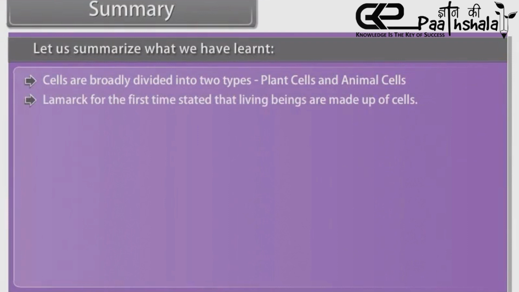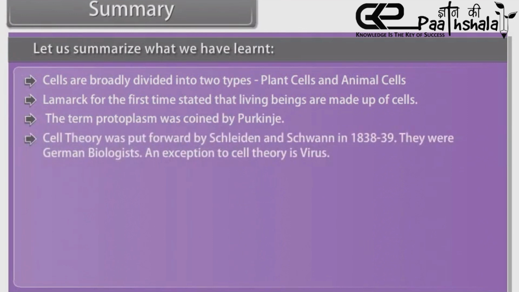Lamarck for the first time stated that living beings are made up of cells. The term protoplasm was coined by Purkinje. Cell theory was put forward by Schleiden and Schwann in 1838 to 1839. They were German biologists. An exception to cell theory is the virus.